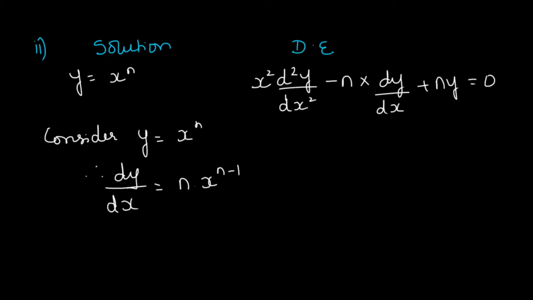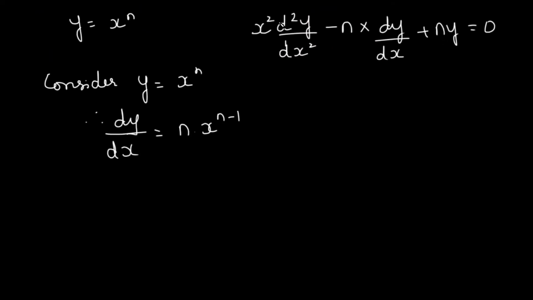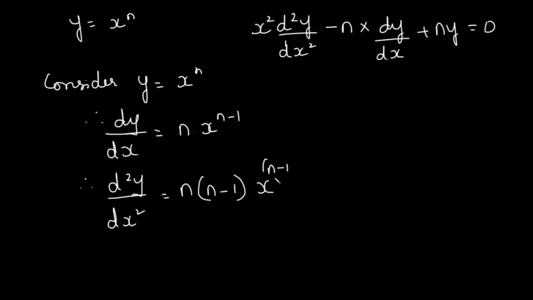Then what about d2y by dx2, the second order derivative? So therefore d2y by dx2 becomes, n is a constant here, again x raised to n minus 1, the same formula for x raised to n we use, and therefore we get n minus 1 into x raised to n minus 1 minus 1. Think about the formula, you will understand how it is done. So we get n into n minus 1 into x raised to n minus 2. Opening the bracket, we get x raised to n minus 2. So this becomes our d2y by dx2.